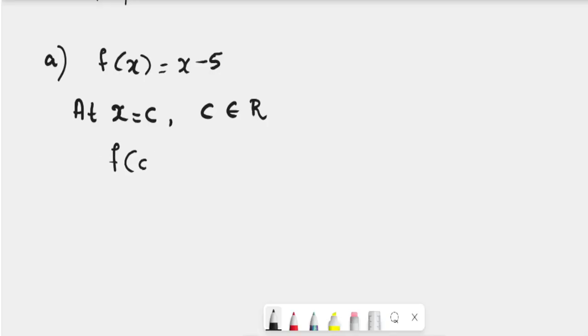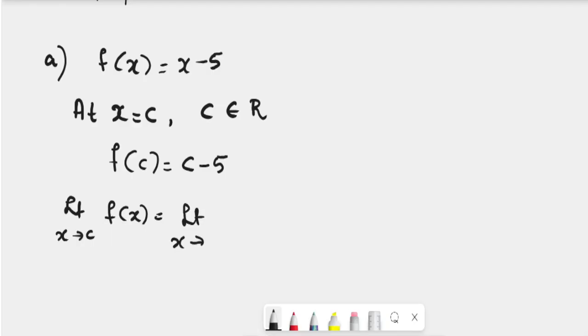So what is f of c? F of c is, put c instead of x in the function. So we get c minus 5. Now we'll apply the limit. Limit x tends to c f of x equals limit x tends to c of x minus 5. Now we'll apply the limit, that is put x as c. So this is c minus 5.